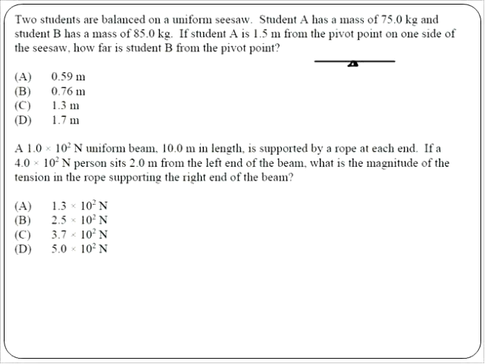Now we've got a student on each end. It says student A is 1.5 meters away from the pivot. So let's say student A is over here, so there's the force of student A. And right here, student B is a little bit heavier, so that student's force is probably going to have to be a little bit closer to the pivot. We know that the distance from here to here is 1.5. We don't know the distance there.